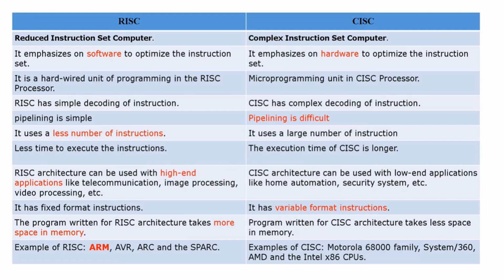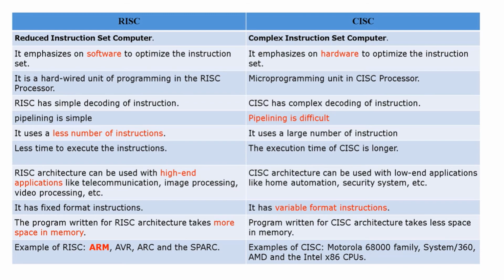Now we'll see the difference between RISC and CISC. RISC is a reduced instruction set computer, and CISC is a complex instruction set computer. RISC emphasizes software to optimize the instruction set, while CISC emphasizes hardware to optimize the instruction set. RISC has a hardwired unit of programming, and CISC has a microprogram unit. RISC has simple decoding of instructions, CISC has complex decoding of instructions.